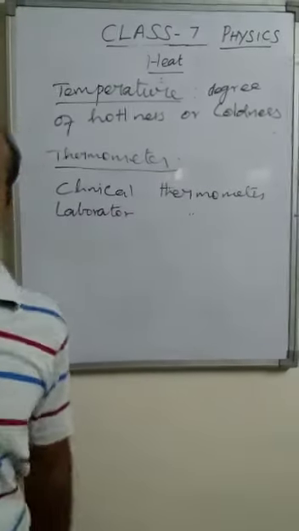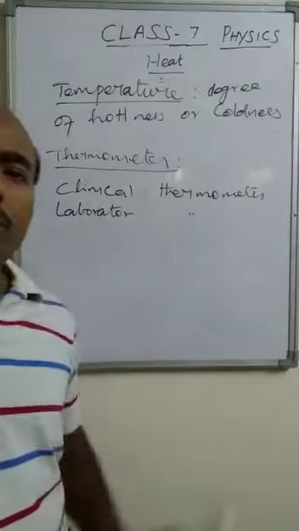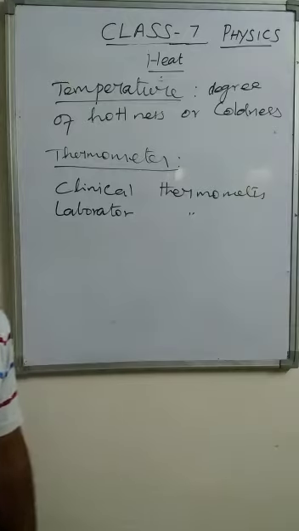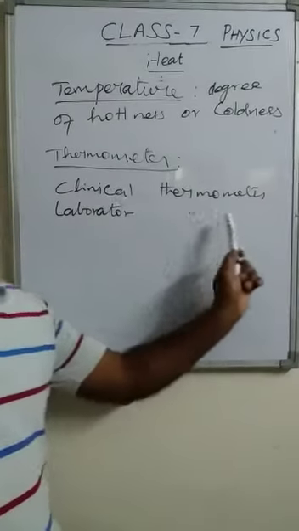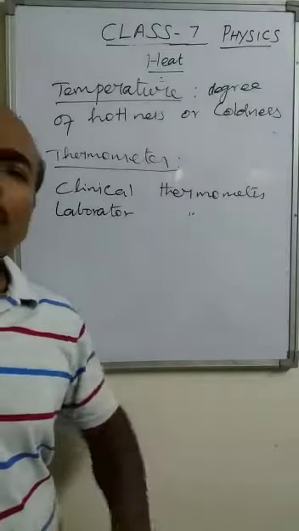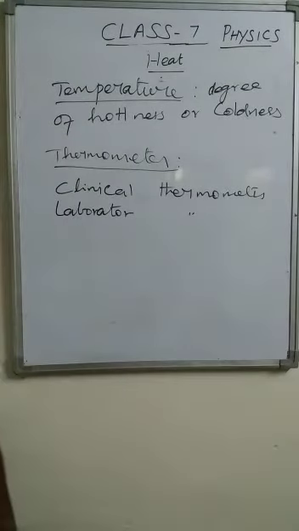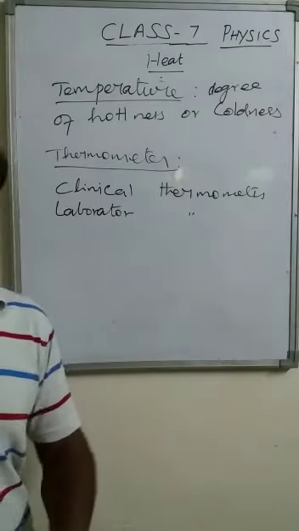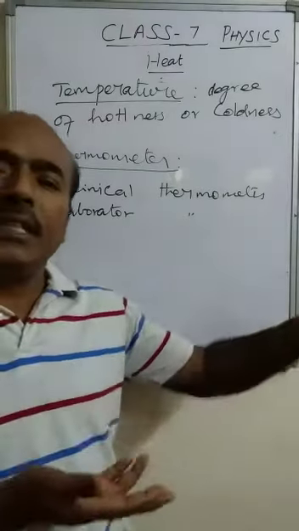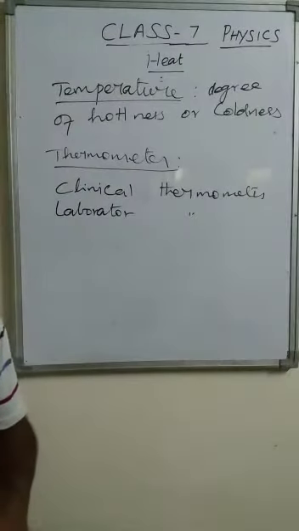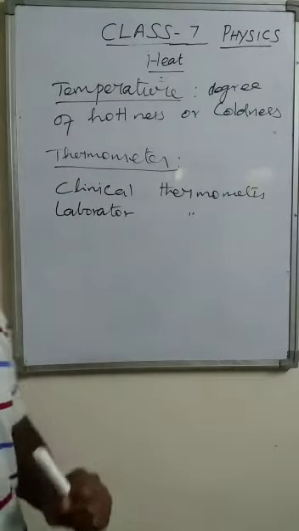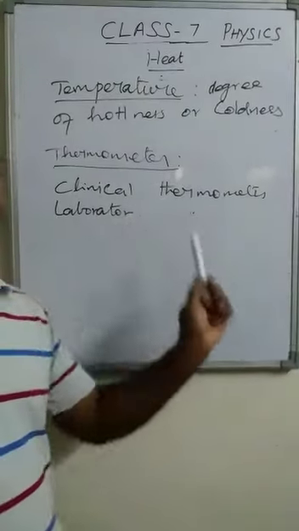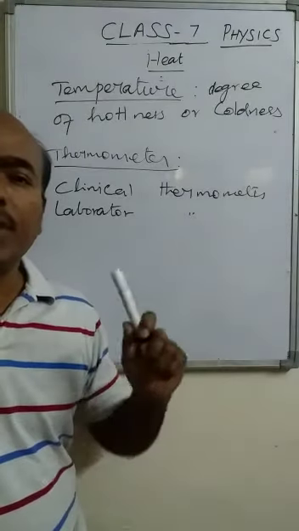Clinical thermometer is used by doctors. It is used to measure the temperature of human body. Why am I saying the temperature of human body? Because the temperature of different living things is different. Temperature of animals is different than the temperature of human body. And this thermometer is used to measure the temperature of human body only.